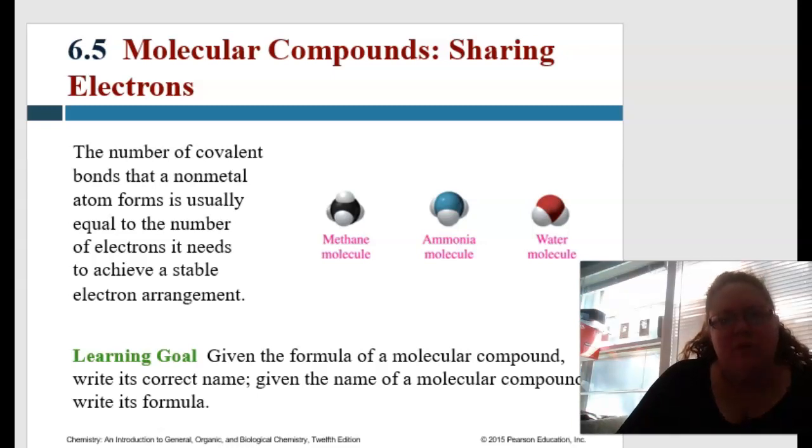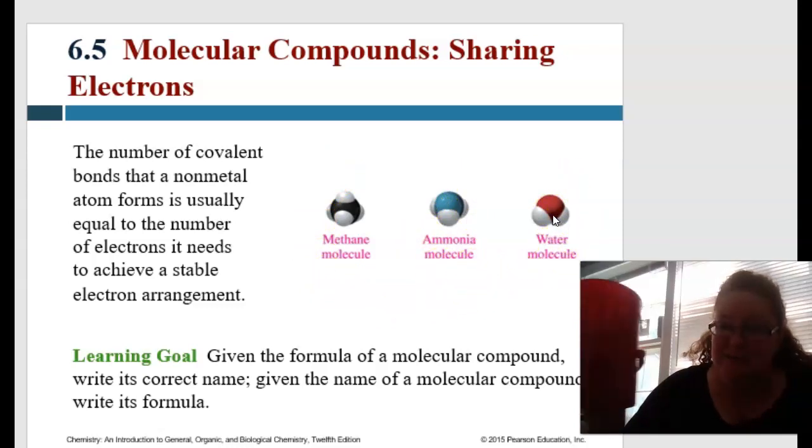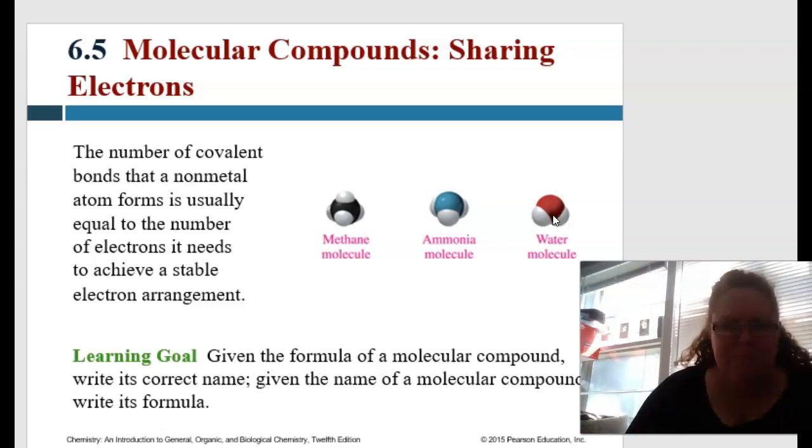Okay, so now what happens when we share electrons? The number of covalent bonds that a nonmetal atom forms is usually equal to the number of electrons it needs to achieve that stable electron arrangement. You have a couple of different pictures here you can look at: a methane molecule, an ammonia molecule, and water, or handy dandy H2O made into amazing lemonade, right? Given the formula of a molecular compound, write the correct name, and given the name of a molecular compound, write its formula.